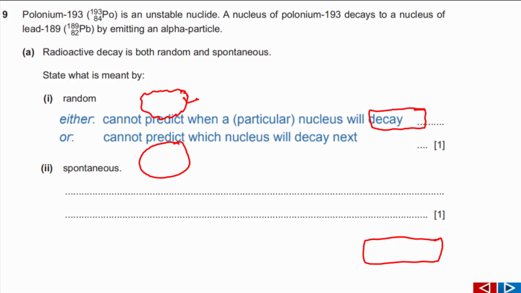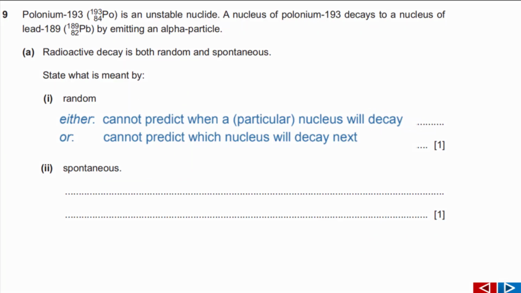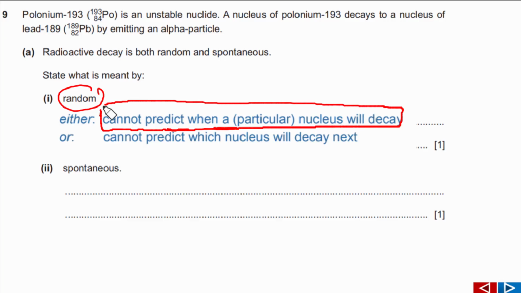In the exam, when they ask you what is meant by random, you can say it cannot be predicted when a particular nucleus will decay, or you can say you cannot predict which nucleus will decay. You can write any one of them.